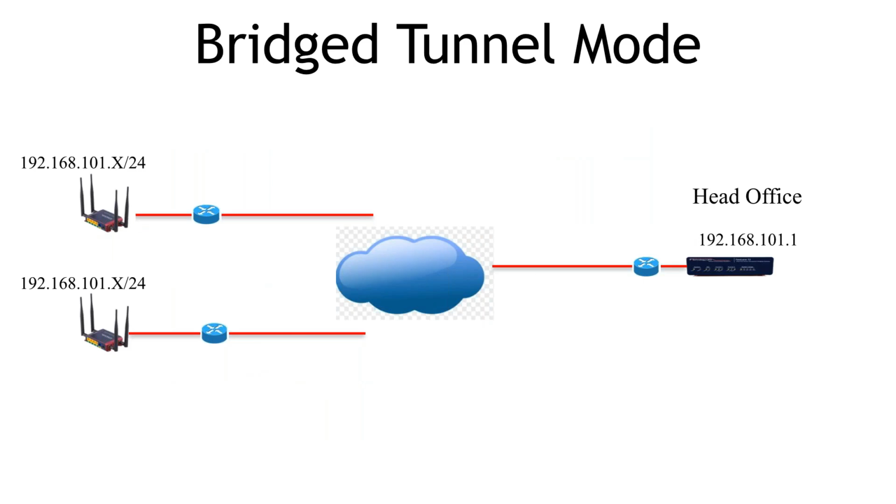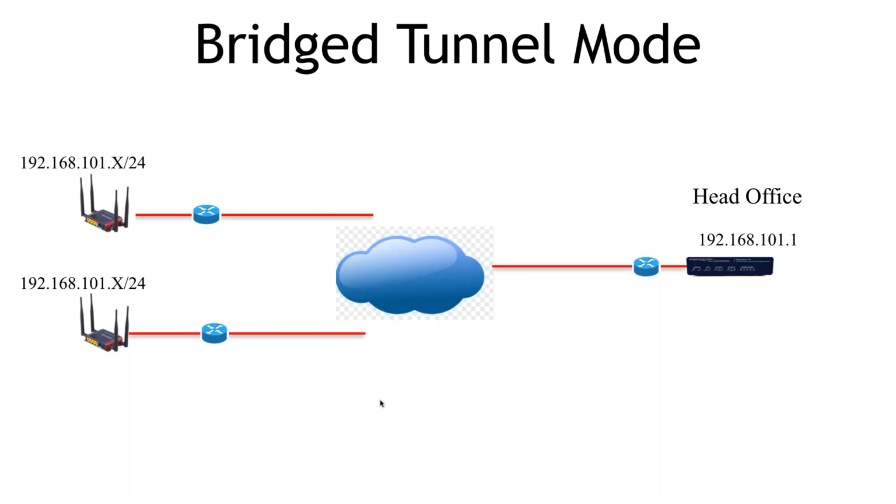So we have three different networks. We have a head office and 2 different remote networks. We have a single flat /24 Ethernet address space, and you'll see this change as we go through from a bridge mode to a routed mode to an IP share mode.